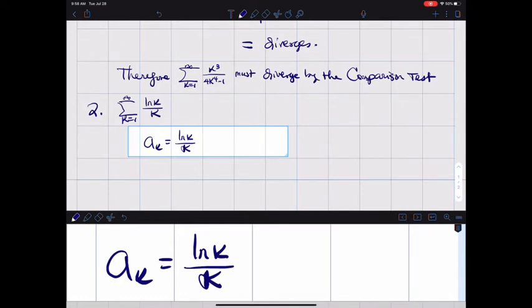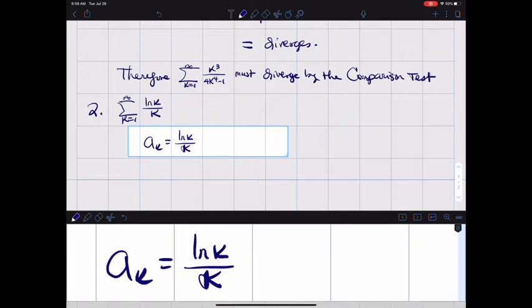Natural log of k: if k is 1, natural log of 1 is 0. If k is 2, natural log of 2 is, what is it? Let me check. It's like 0.69. But natural log of 3, let's see, is 1.09.